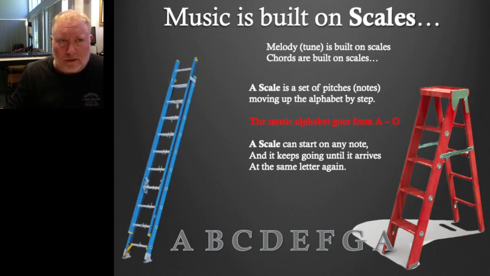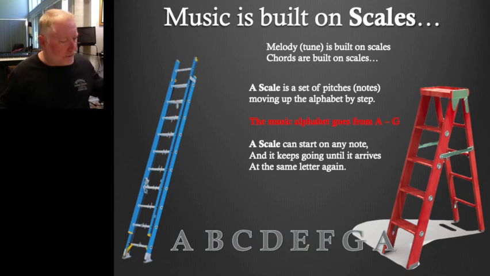Now, as we said in our first session, music is built on scales. A scale, as we said, is a set of notes or pitches moving up in the alphabet by step. So in this case, you can see A, B, C, D, E, F, G, A, and that would sound like this, which is the natural minor scale if we just use those notes.